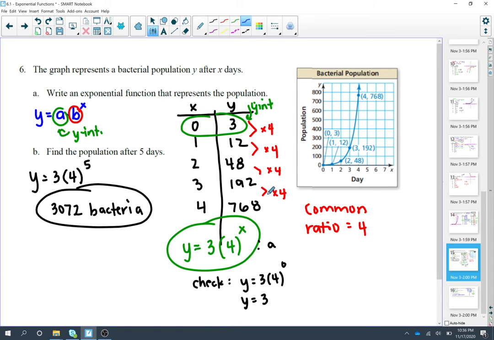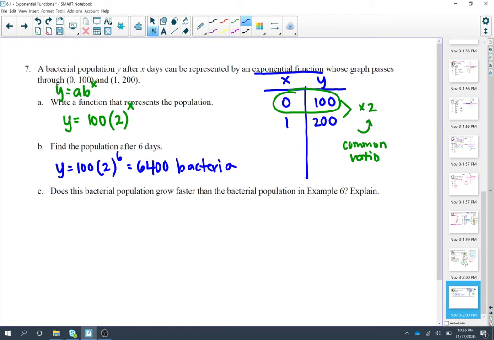Pretty much what I'm answering here is this one's multiply by 4, multiply by 4, multiply by 4, multiply by 4. This one, multiply by 2, multiply by 2, multiply by 2. So really, I don't care about the numbers. If they want to know which one is growing faster, which one's going to grow faster: one that's multiplying by 2 or one that's multiplying by 4? The one that's going to grow faster is the one that's multiplying by 4. So does this bacterial population grow faster than the other one? No.